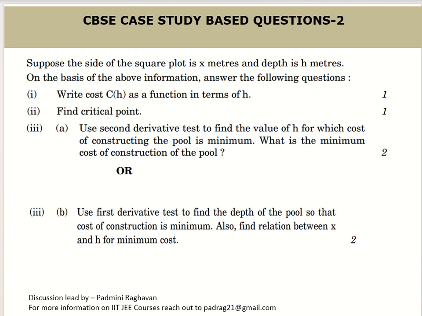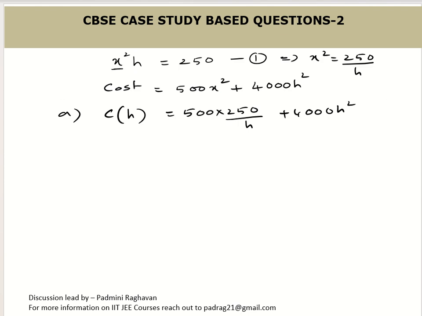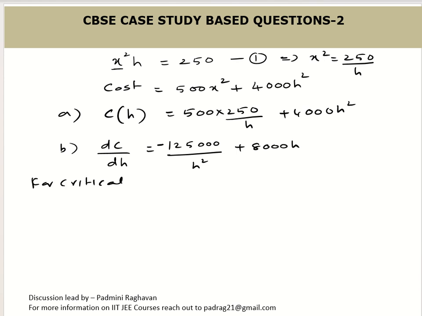The second part is find the critical point. So to get the critical point, we need to differentiate this cost function with respect to h. So this will give me, when we differentiate 1 by h, we get a minus 1 by h square. This is going to be minus 125,000 by h square, plus I will get 8000 h. So for critical points, we equate dC by dh to 0.